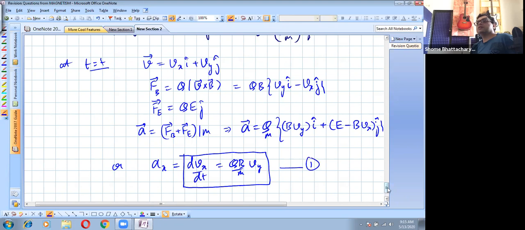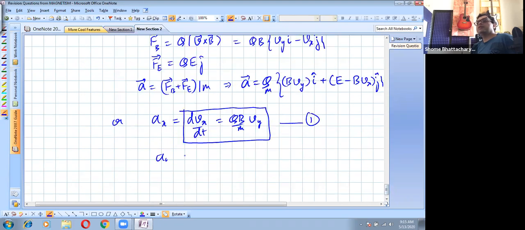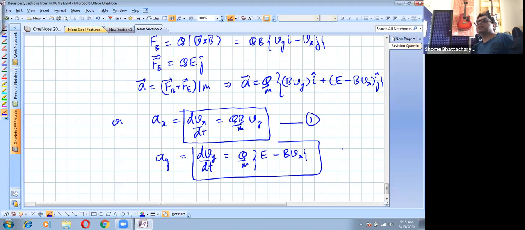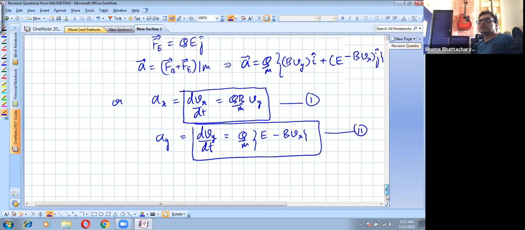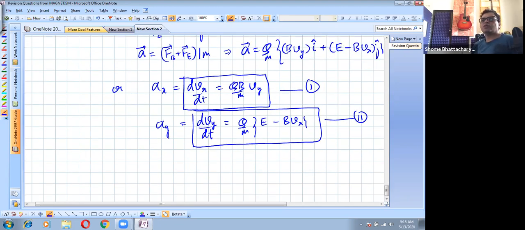and y component of acceleration is dependent on x component of velocity. So this system is called a coupled differential equation because the two variables are coupled, Vx and Vy. Rate of change of Vx depends on Vy and rate of change of Vy depends on Vx. So whenever we have a coupled differential equation, the way to solve it is we differentiate one of the equations one more time.